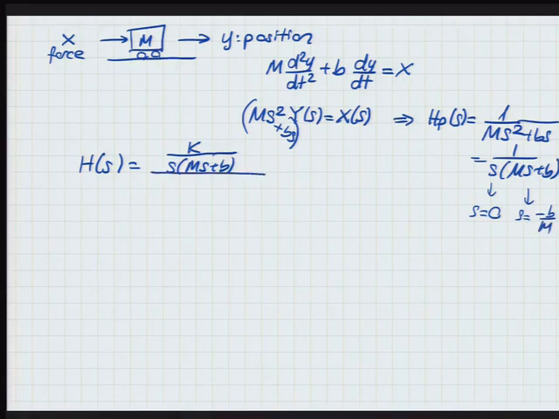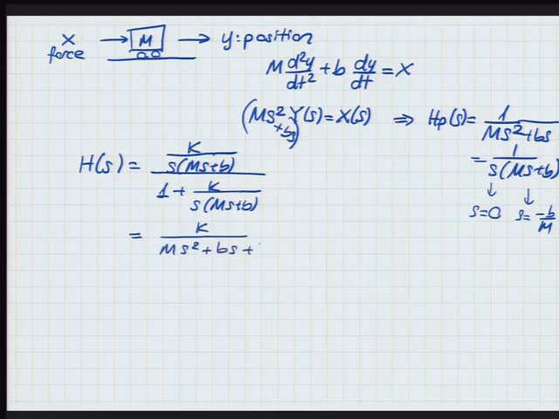Let's write the closed loop transfer function. It's that over 1 plus the same expression. All right? And if I simplify that, I get k over m s squared plus bs plus k. Okay? What's my DC gain? H of 0.